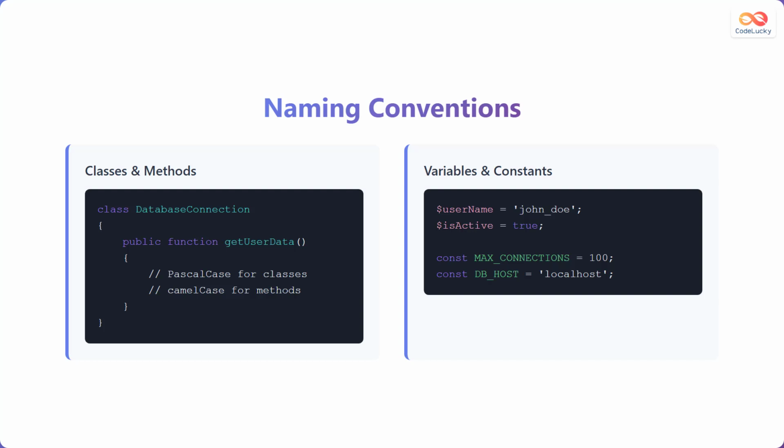For variables and constants, variables should be named using camelCase. For example, username or isActive. Constants should be in all uppercase with underscores separating words, such as MAX_CONNECTIONS or DATABASE_HOST. Consistency in naming makes code easier to understand and reduces the chance of errors.